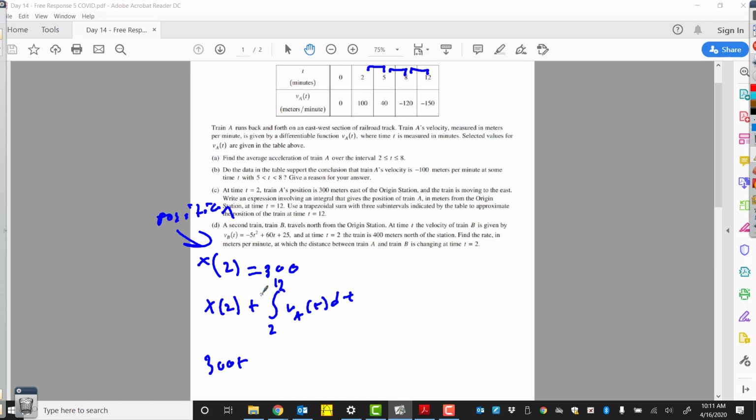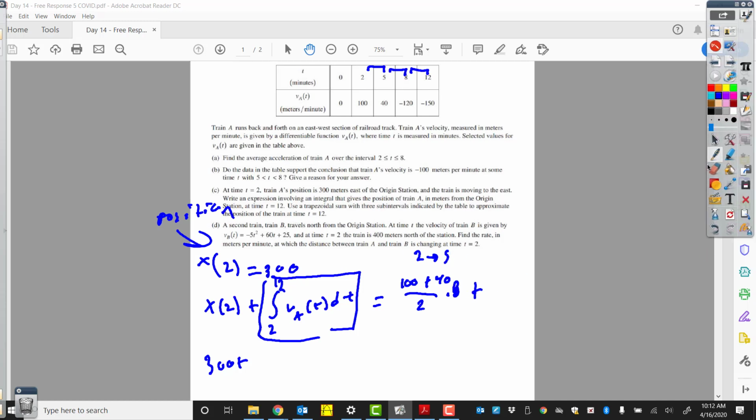Now, the problem is these do not have the same width. So you're going to have to make a trapezoid for each one of these. That part is going to be frustrating. So let's just take this and write out our trapezoid sum over here. All right? So for the first one, we have to add our heights. So 100 plus 40, divide by 2, and then multiply by our base of 3. That gives us the first trapezoid. So this is from 2 to 5.